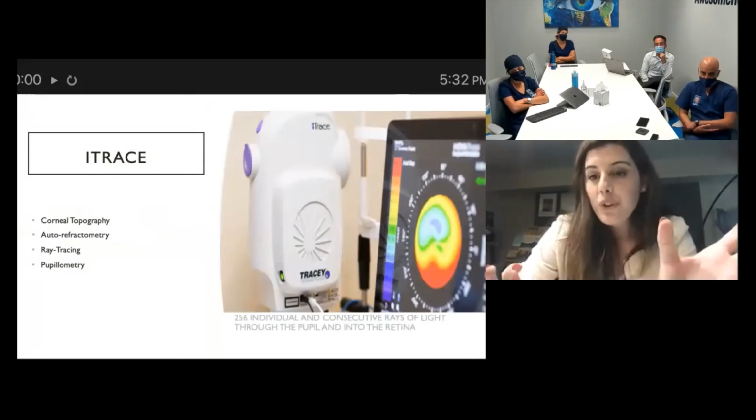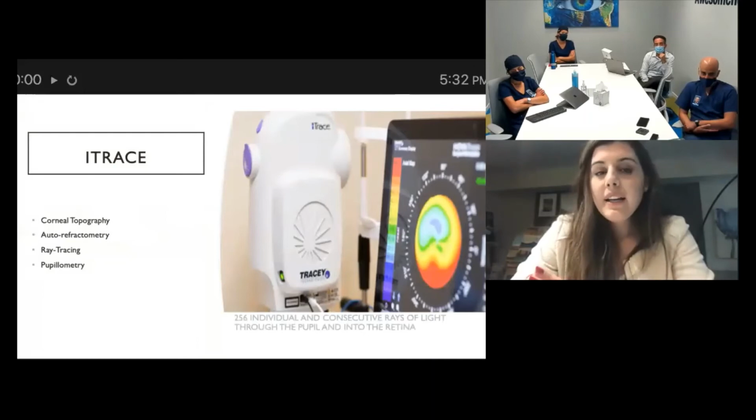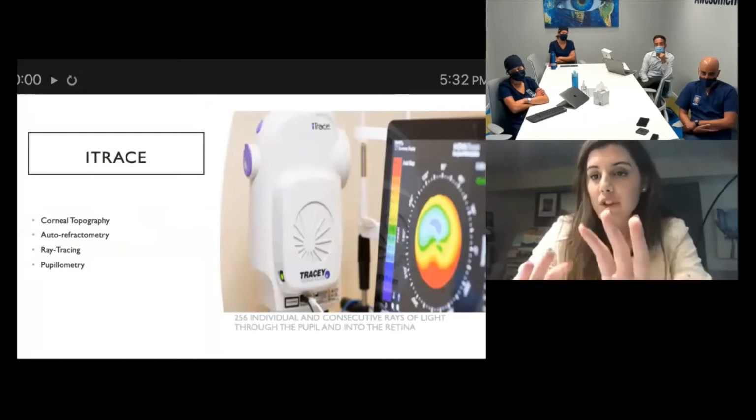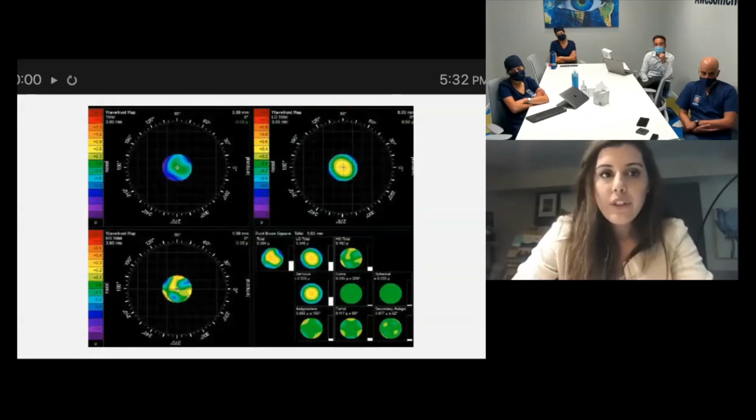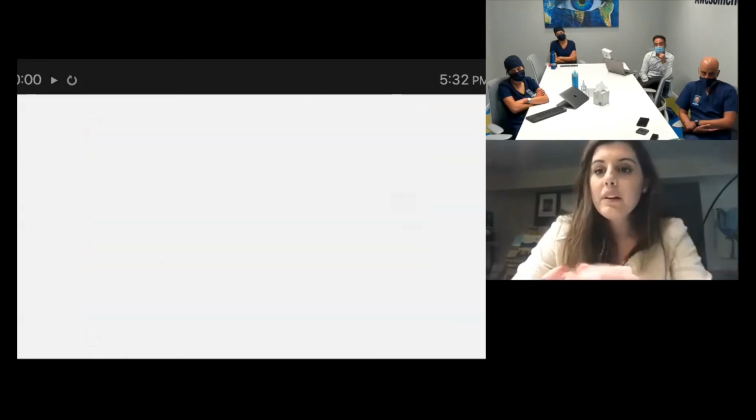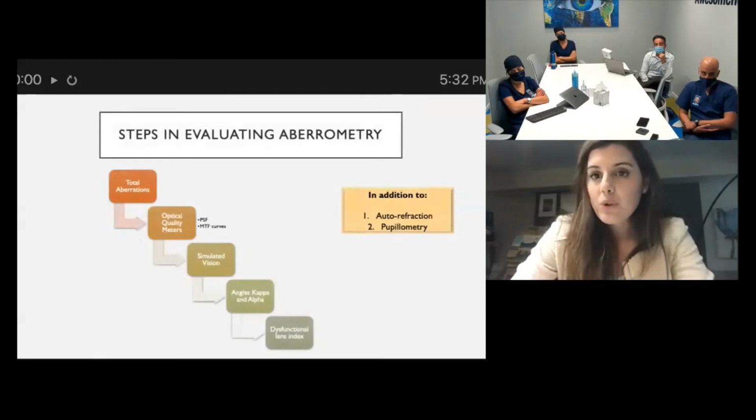that go through the optical system of the eye, and it also measures the pupillometry because it measures it in a dark setting. And the output of that is so many different maps, a lot of wavefronts, and it can segregate them into higher order, lower order, but we need to develop a scale or a step-by-step approach again in order to evaluate the aberrometries that we have.